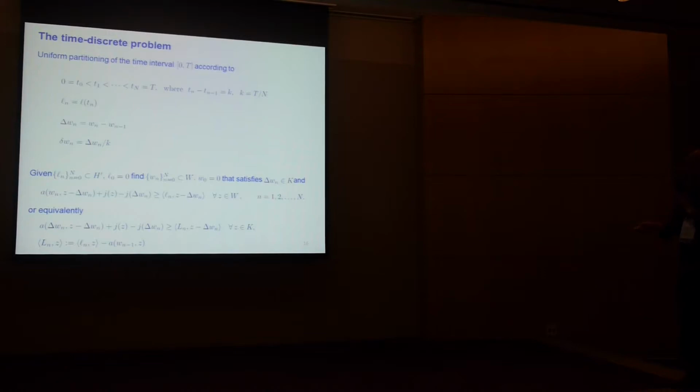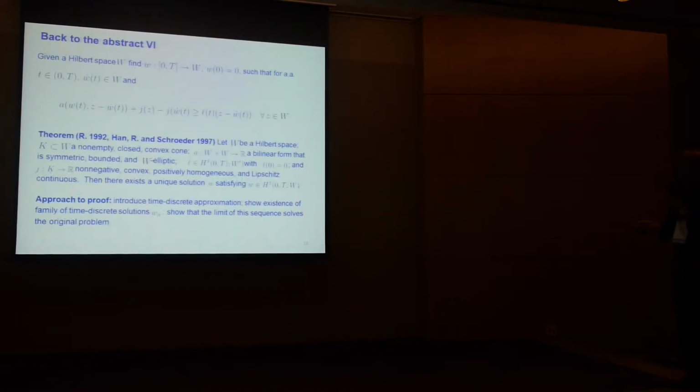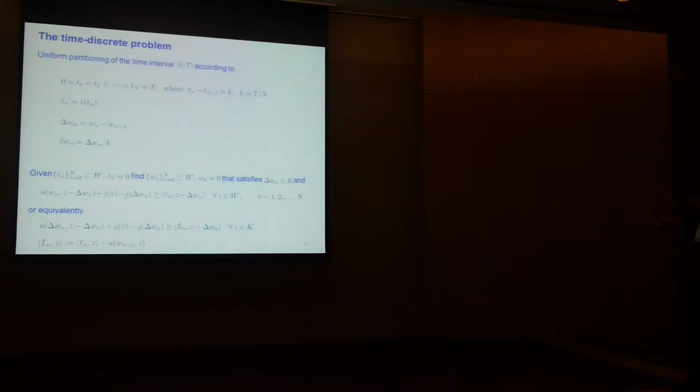So here is my variational inequality. If I go back to the previous one, essentially I've replaced the W dots by delta W over K, or delta W over delta T, and used the homogeneity of J to get rid of the time interval K. So that, in other words, looks exactly the same.